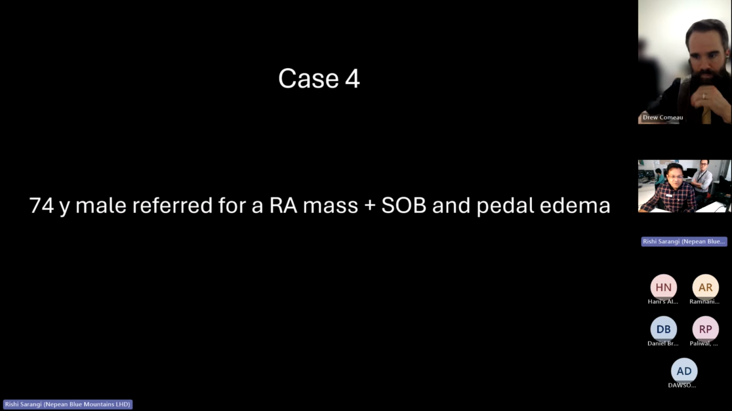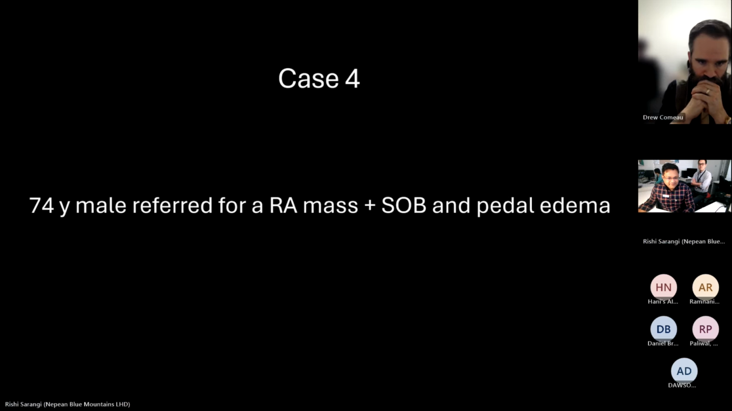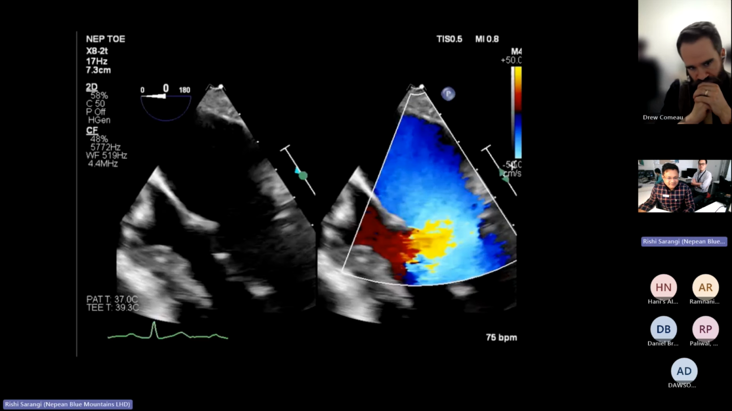Okay, all right. So another case, Hayden. Yeah, 74 with right atrial mass, shortness of breath, and fetal edema. Okay, so that's a mid-esophageal 5-chamber. We're looking at the mitral valve again.